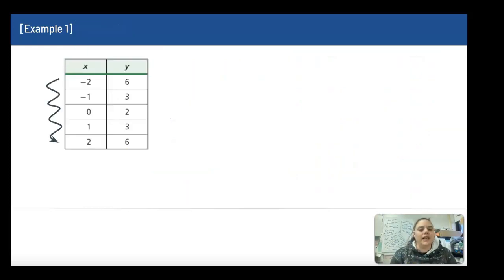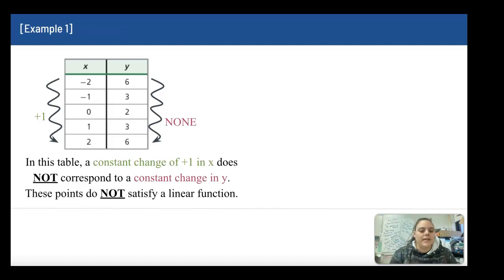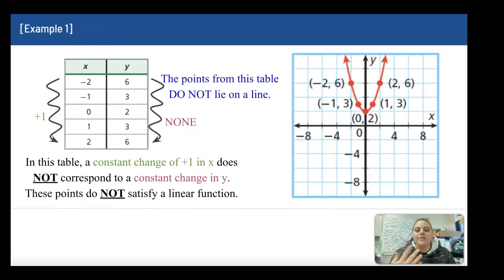In this example, again, we can see that x is increasing by 1. However, when we go to look at y, 6 to 3 to 2 to 3 to 6, there is no constant change. So in this table, a constant change of +1 in x does not correspond to any constant change in y. These points do not satisfy a linear function. And if we graph this example, the points do not lie on a line.